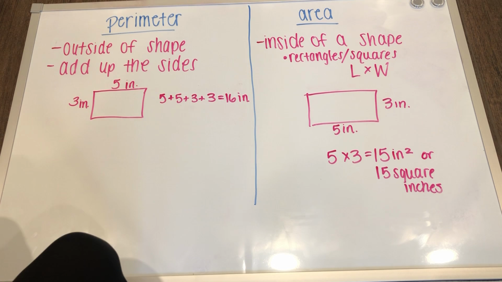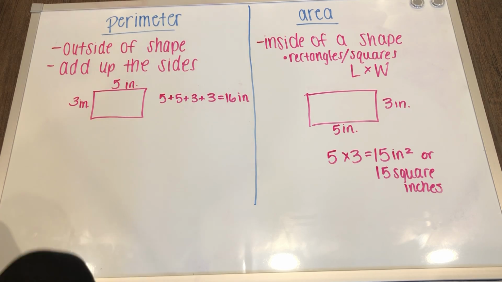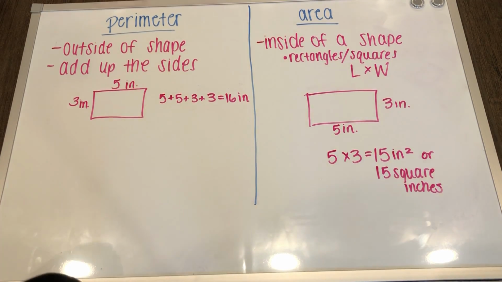So that would be centimeters squared, square centimeters. We could use that for units squared, square units. That's when we're talking about area, okay? So now let's talk about volume.